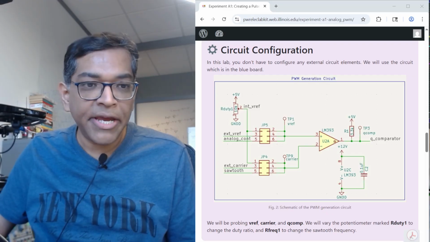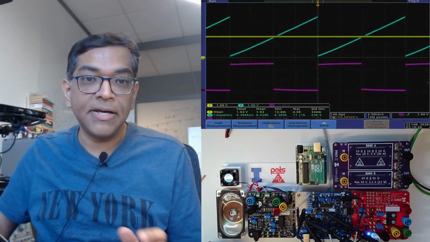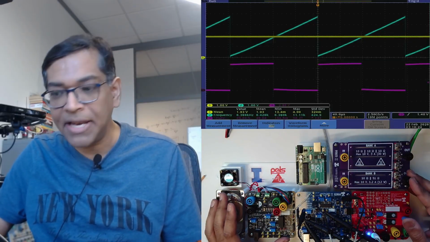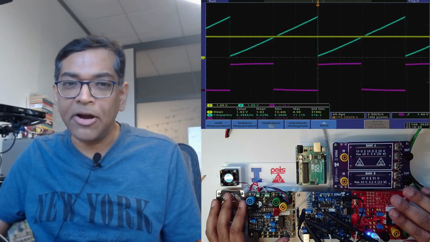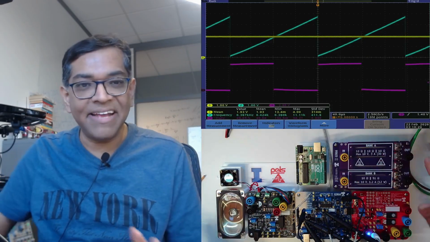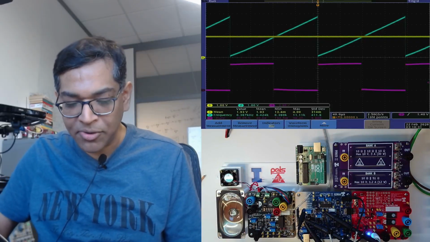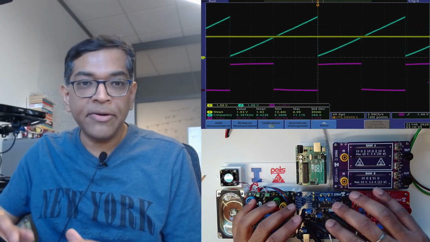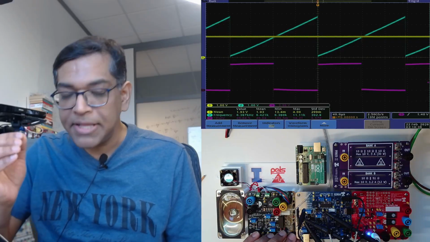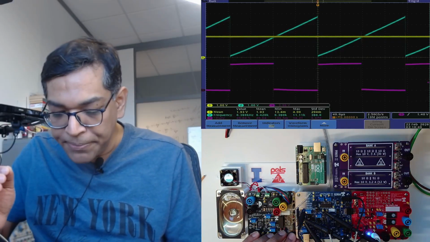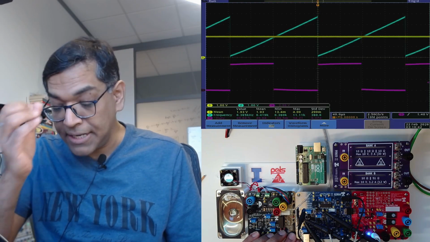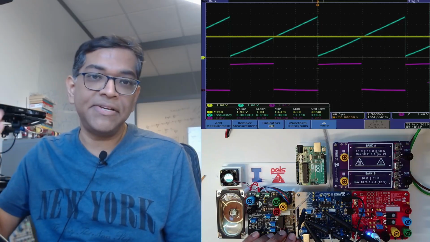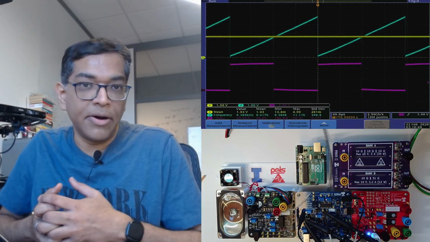Here you can see the kit is configured right now. There is not much to configure in this particular lab. We will not be using the breadboard, and we are not connecting anything to any external systems. All we are probing is some parts of the blue board. If you probe the sawtooth waveform, the VREF reference signal, and the output signal, which is the QT, these are the three signals you will be seeing on your scope.